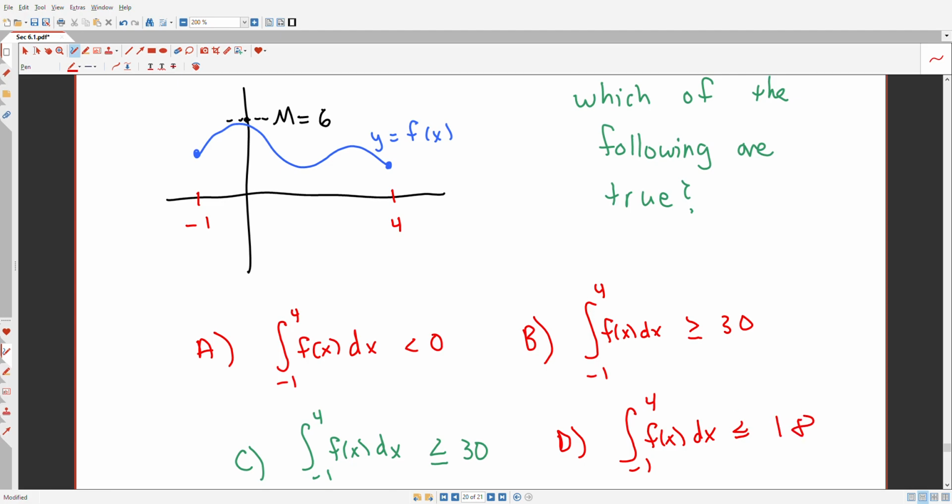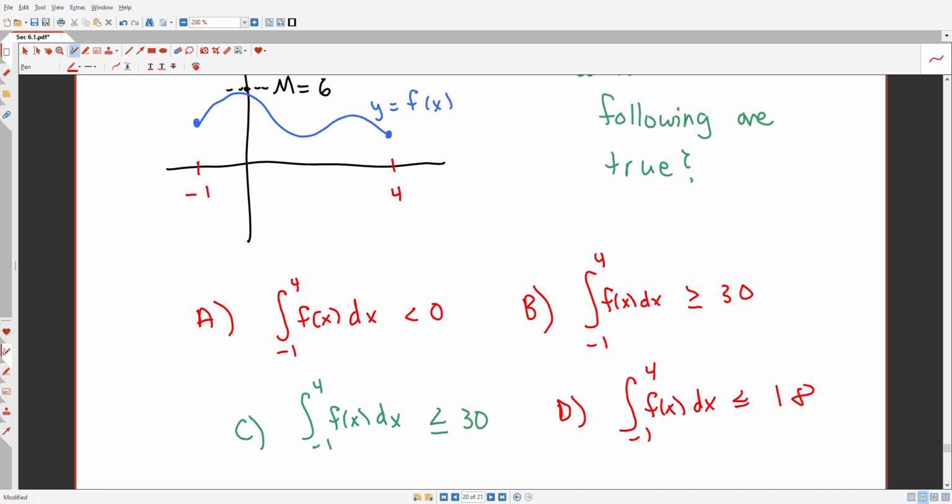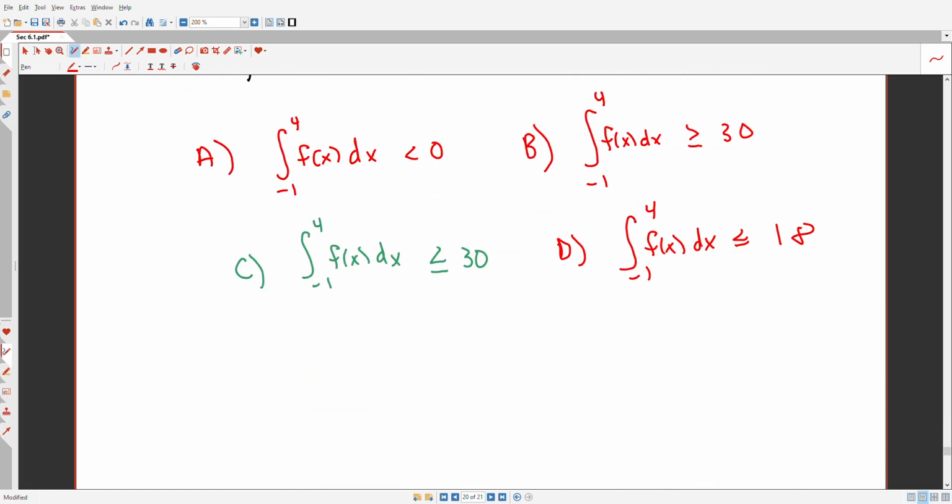So it's kind of surprising, right? I just drew this little picture with very little information. There's that y value at m equals 6. The x values are going from negative 1 to 4, but really, who knows what the other y values exactly are? And yet, with this crummy picture, I claim you can determine that one of these statements is true. Okay.